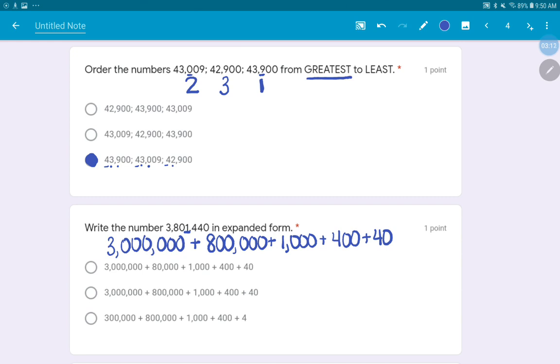So when we write a number in expanded form, we write the value of each digit. So we would have 3 million plus 800,000 plus 1,000 plus 400 plus 40. So the second choice is correct. Good job, Olivia.